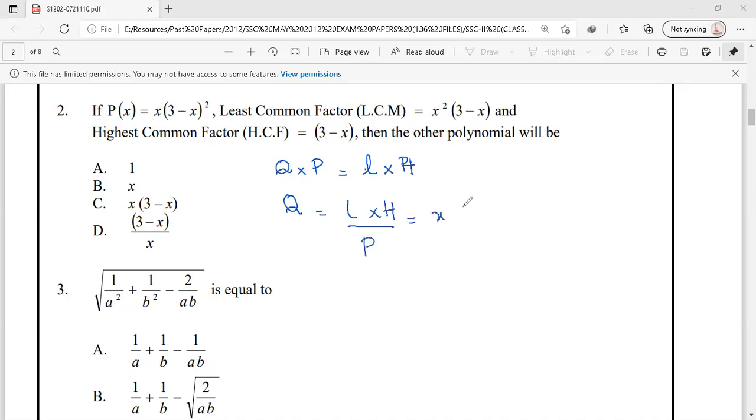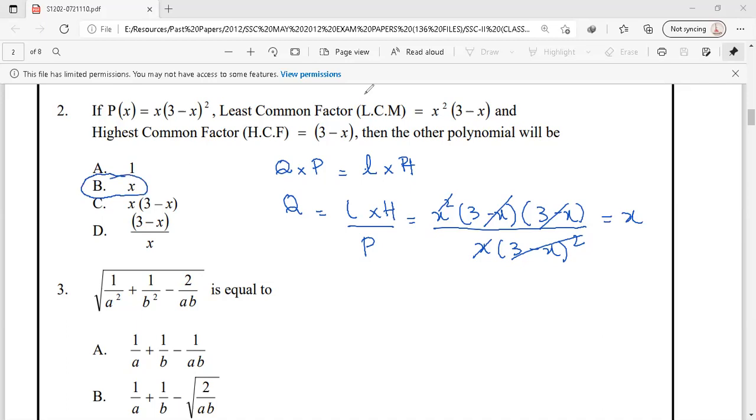LCM is x square into 3 minus x. HCF is 3 minus x. And the polynomial is x into 3 minus x whole square. So these two factors will be cancelled out and x will be cancelled with this. So the other polynomial is x. So the correct answer is option B.